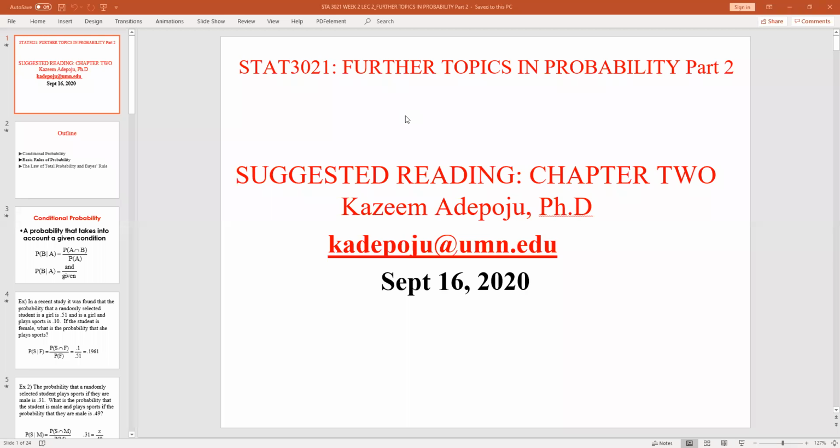So the topic is just going to be further topics in probability part 2, because I'm actually going to start from where we stopped on Monday. That's exactly what I'm going to do. Of course, the suggested area to read in the textbook, we are still on chapter 2, and the focus this week is going to be on chapter 2.